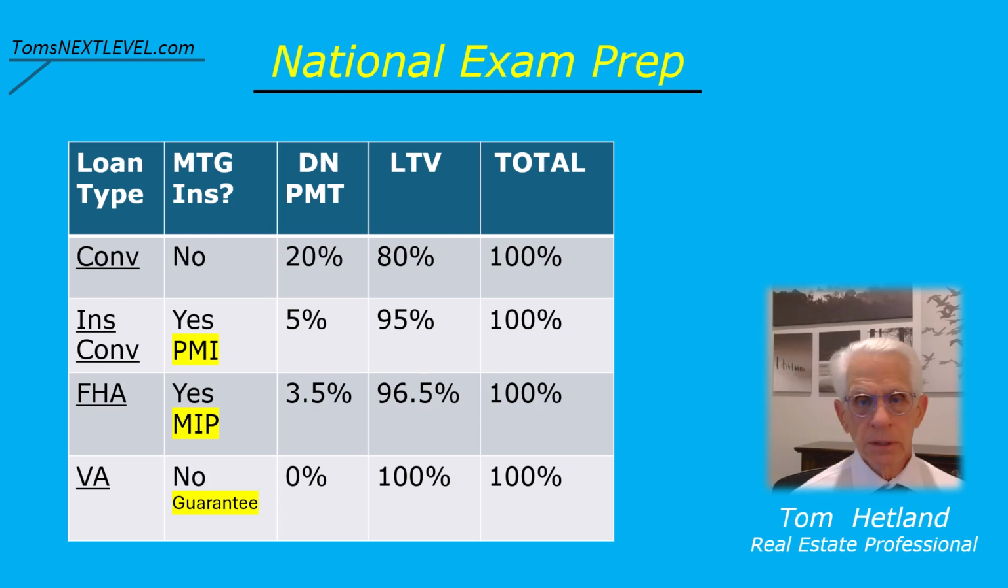On a regular conventional loan, mortgage insurance, nope, 20% down. On an insured conventional, is there insurance? Yeah, it's in the name, insured conventional. That's called private mortgage insurance, PMI. FHA loan, is there insurance? No. I'm sorry, FHA loan. Yes, there is insurance, and that's called a mortgage insurance premium. I jumped ahead. The VA loan, is there insurance on the VA loan? Terminology for the test, no, there's no insurance on the VA loan, but the VA does guarantee the lender not to lose money. So VA loans use a guarantee.